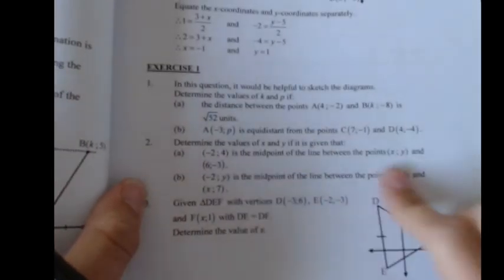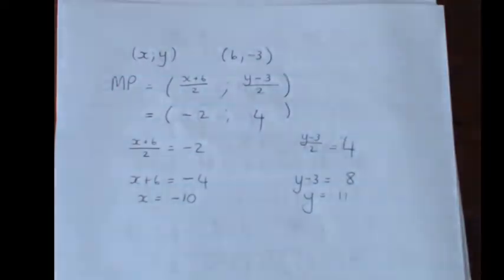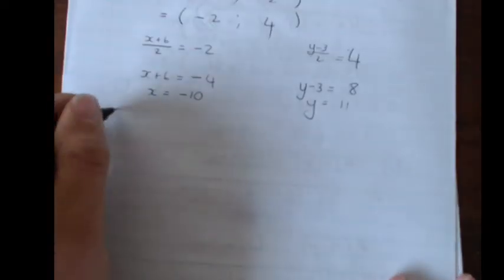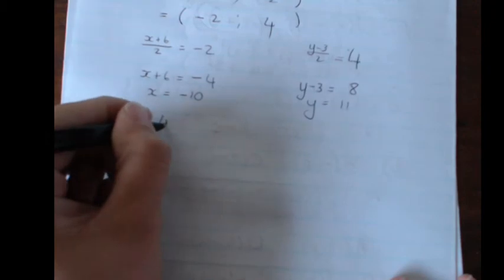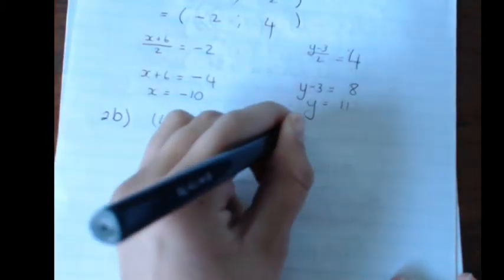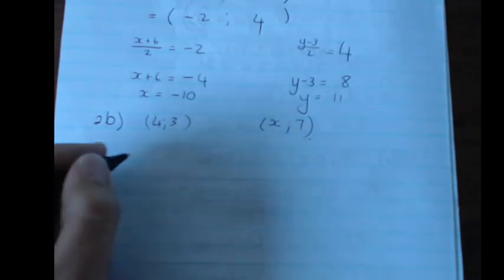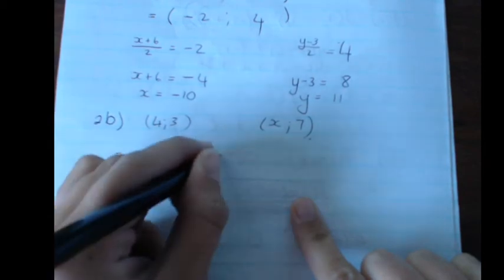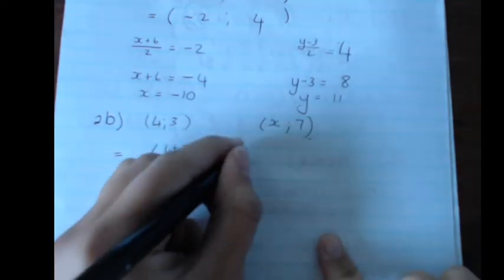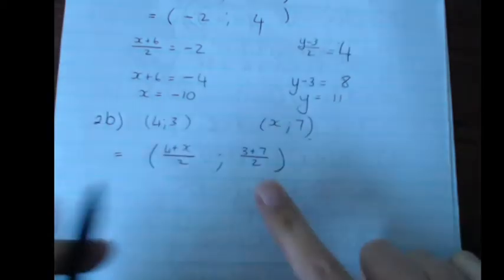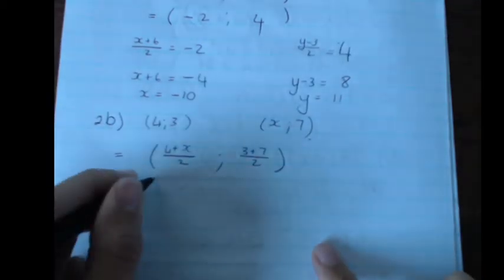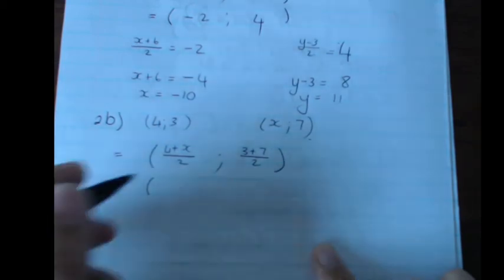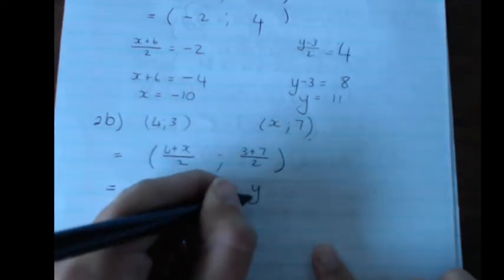Okay, so they say 4, 3 and x, 7. Number 2b. 4, 3 and x, 7 are the 2 points given there, and the midpoint is -2, y. So I'm going to calculate the midpoint of this by taking the sum of the x's, 4 plus x over 2, and the sum of the y's, 3 plus 7 over 2. This is the formula. And this should be equal to the midpoint given here, -2, y.